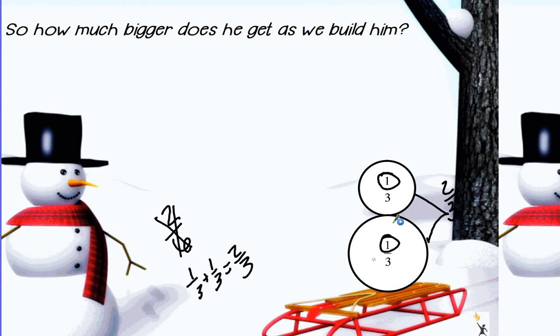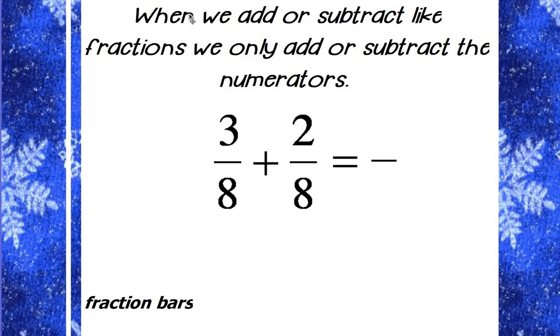So here I have 2 pieces out of the 3. Now if I add one more, I have 3 pieces out of the 3. So if I add all 3 of these together, I would have 3/3, not 3/9. So again, when we add or subtract like fractions, we only add or subtract the numerators. I cannot stress that enough.